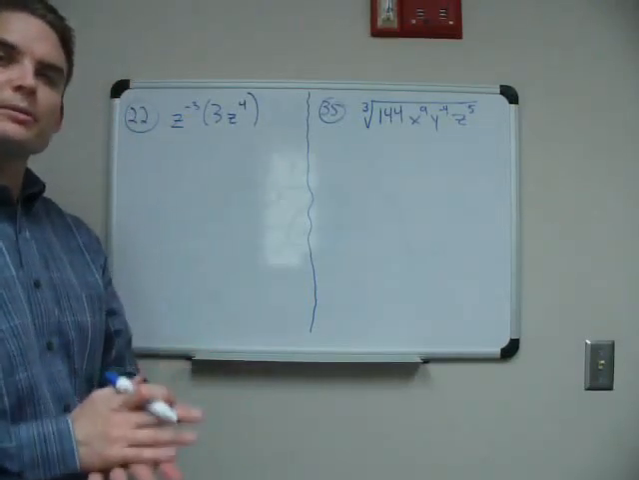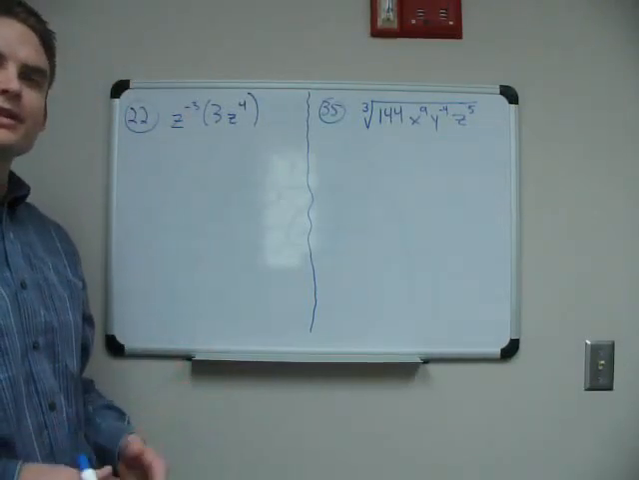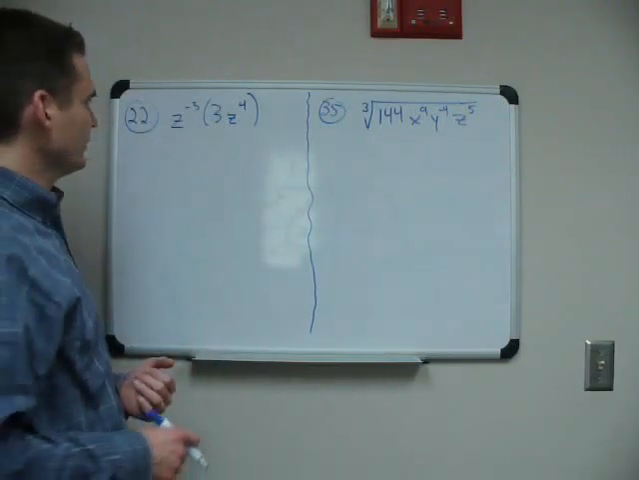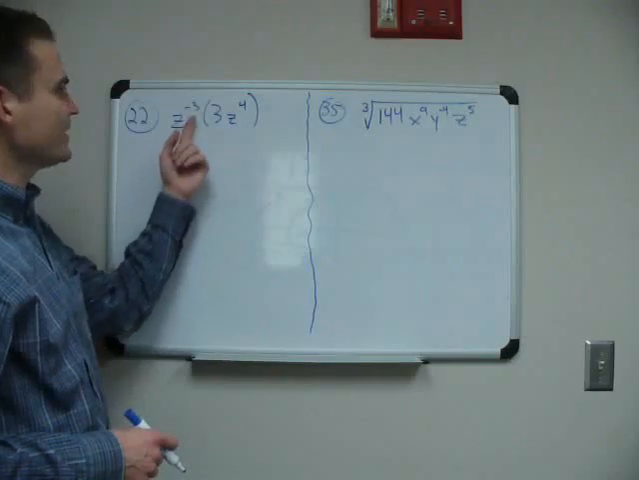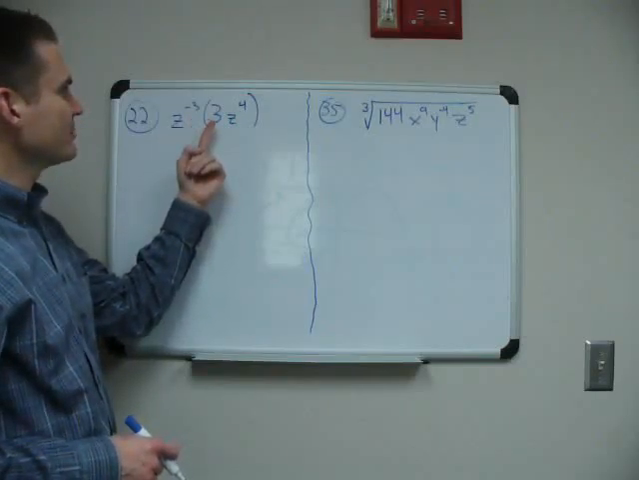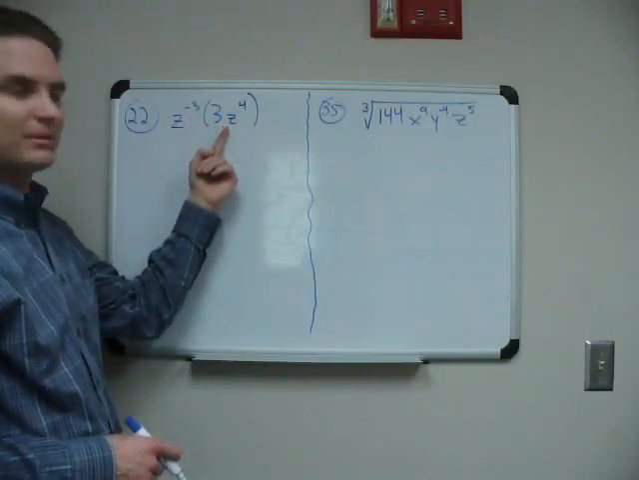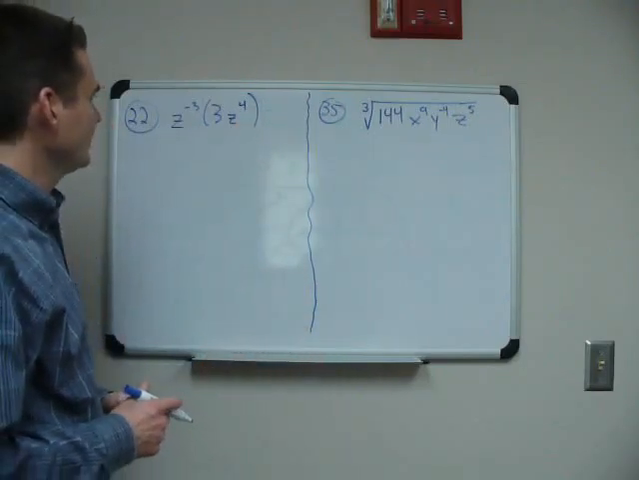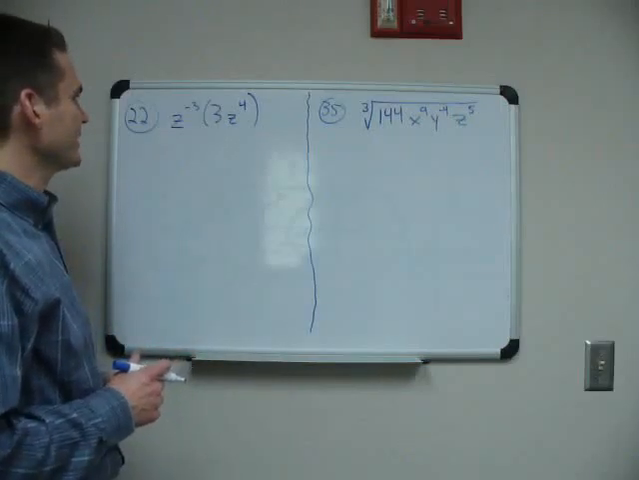Okay, a couple more problems from section 0.3 involving simplifying expressions with exponents. Start over here with number 22. They give us an expression, z to the power negative 3 times 3 times z to the power 4, and the directions say simplify. Simplify this expression containing exponents.